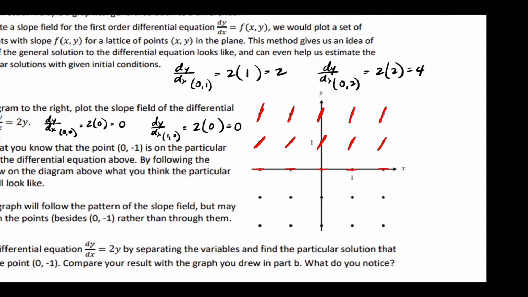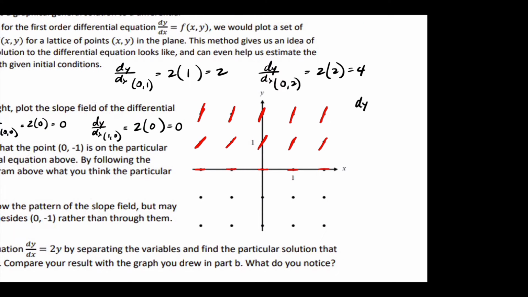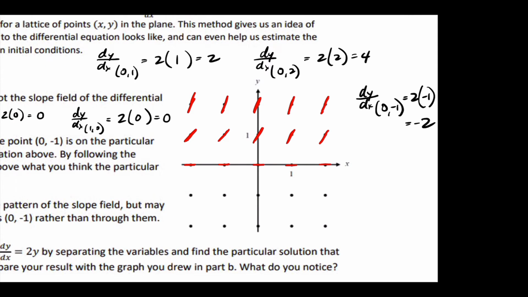So let's go to below the x-axis. Let's go 0, -1. dy over dx at 0, -1. So I plug in a -1 and I get a -2. So I'm going to have a -2. -2 means down 2 over 1. So here, down 2 over 1. So I'm trying to aim right there. So kind of something like that. There you go. Okay.